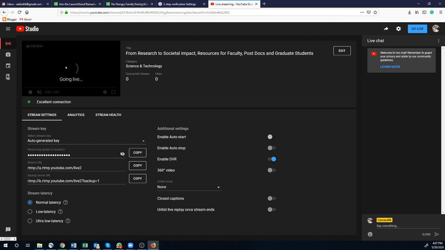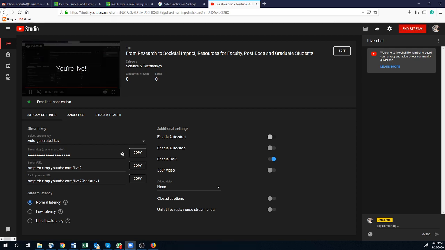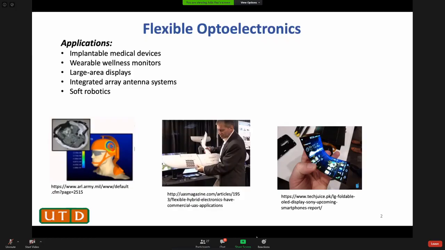Medical devices, wearables, large display, and large area display. Here is a Sony or Samsung flexible display, integrated array antenna systems, soft robotic. Here there's a main aircraft with some sensors and electronics on them.